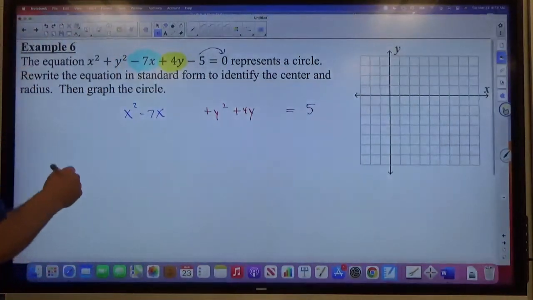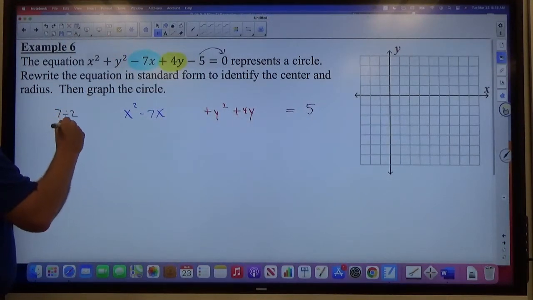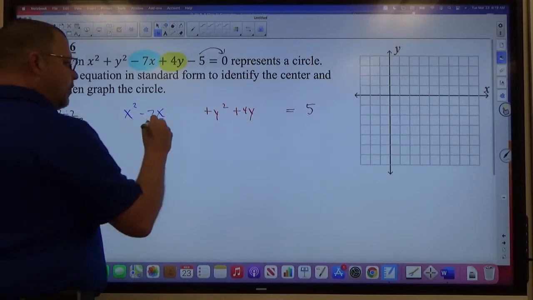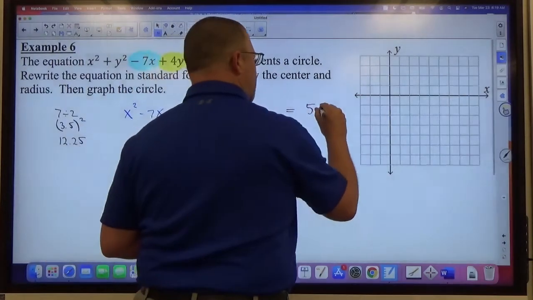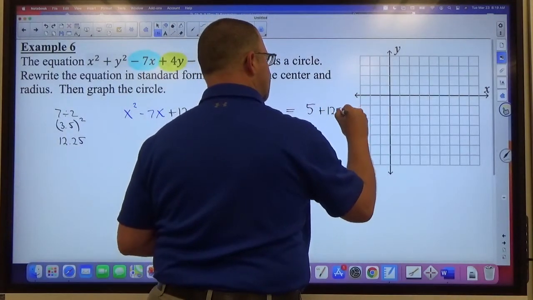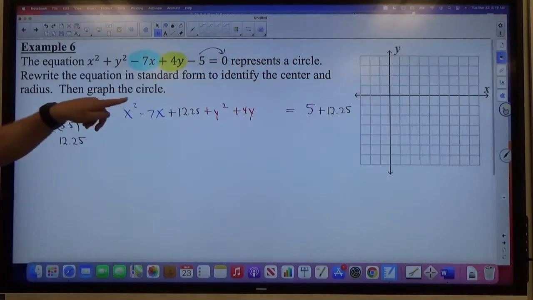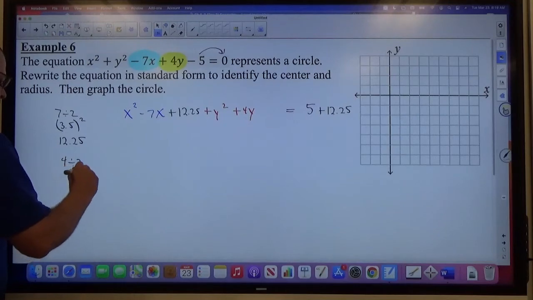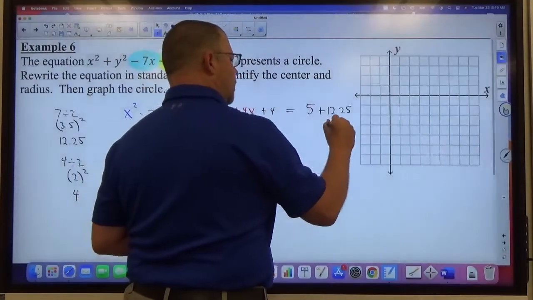My number is 7, so if I do 7 divided by 2, I get 3.5. 3.5 squared is 12.25. Feel free to use a calculator if necessary. So plus 12.25 goes here, and plus 12.25 goes over here. And then looking at y, it says y squared plus 4y, so our number is 4. So 4 divided by 2 is 2. 2 squared is 4. So plus 4 goes here, and plus 4 goes over here.